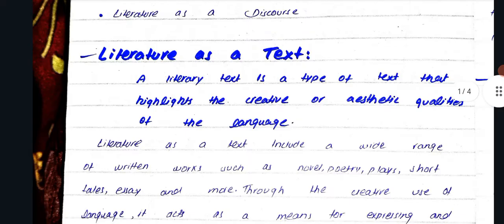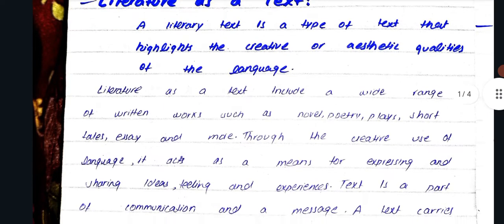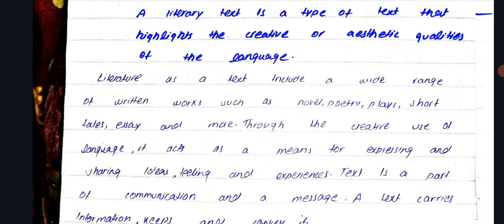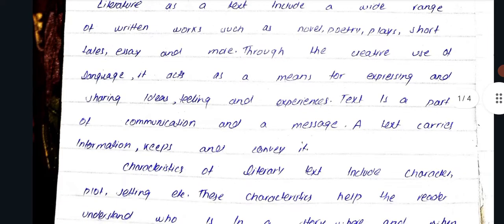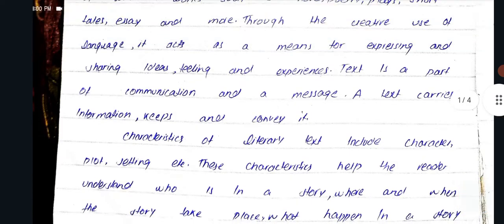Literature as a text. A literary text is a type of text that highlights the creative or aesthetic qualities of the language. Literature as a text includes a wide range of written works such as novels, poetry, plays, short stories, essays, and more. Through the creative use of language, it acts as a means for expressing and sharing ideas, feelings, and experiences. Text is a part of communication and a message. A text carries information, keeps and conveys.